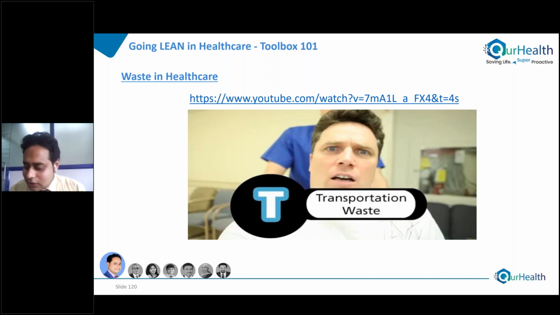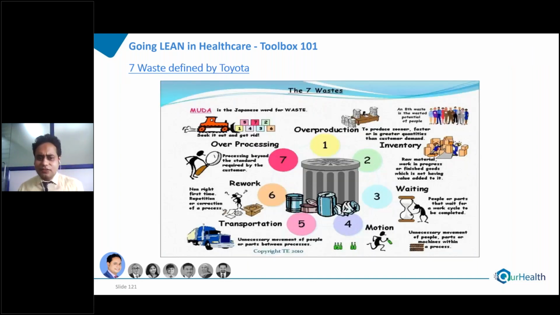There are 7 types of waste defined by Toyota. I'll give one example of each of these wastes and then quickly run across the other slides. The first kind of waste is overproduction waste. Suppose a patient has come and the doctor orders so many tests which are not required, just to confirm the diagnosis. That is a kind of overproduction waste. Inventory waste is anything which we store in excess. We have a lot of inventory in our pharmacy and general stores which is of no use, and it unnecessarily costs us a lot of money if it's not properly utilized. That is all inventory waste.